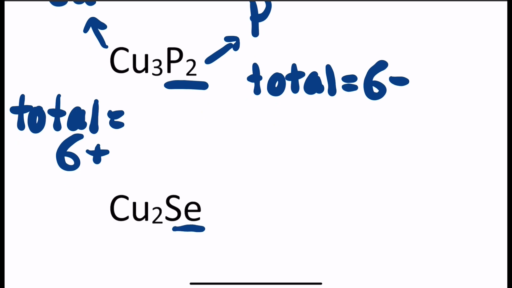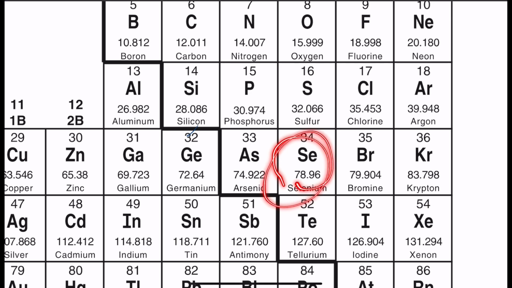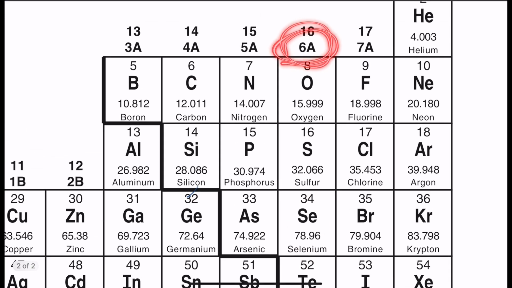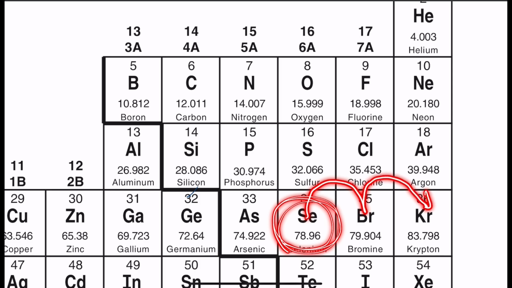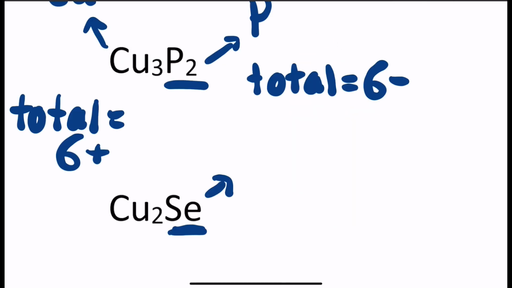So let's look at selenium, the Se, to see what the charge of that is. If we're looking at our periodic table, you'll see that Se is in column 6A. So that means it's going to have a 2 minus charge. It wants to get to 8 valence electrons. Right now it has 6. So it gains 1, 2 valence electrons to have a 2 minus charge. Everything in column 6A will have a 2 minus charge. Okay, so selenium, 2 minus charge.